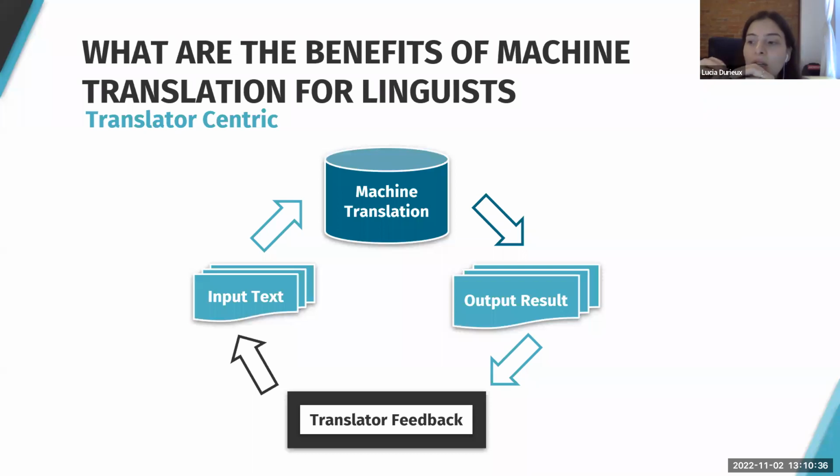So you would see a scenario where you have some input text, it goes through machine translation, then there's an output result, and there's a way to capture that translator feedback. And so this is where true great machine translation lives, and it's the recipe for success. Think about it as the best chocolate chip cookie recipe in the world. This is truly what will get you the best result.